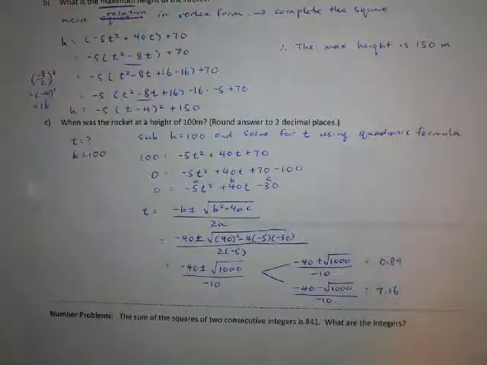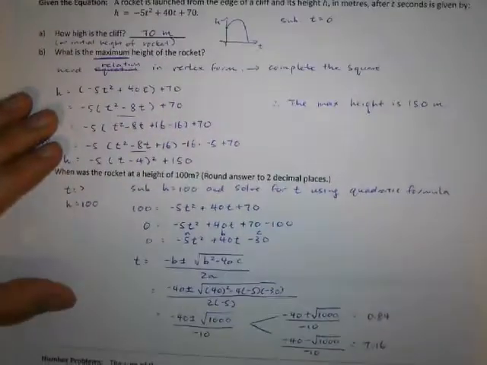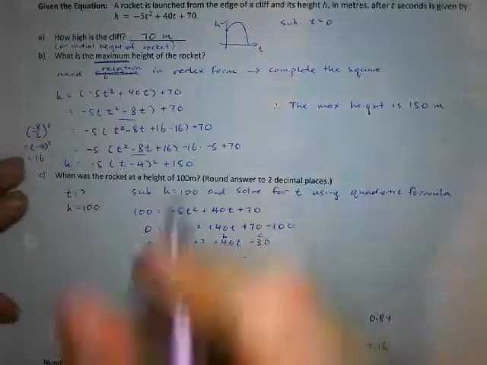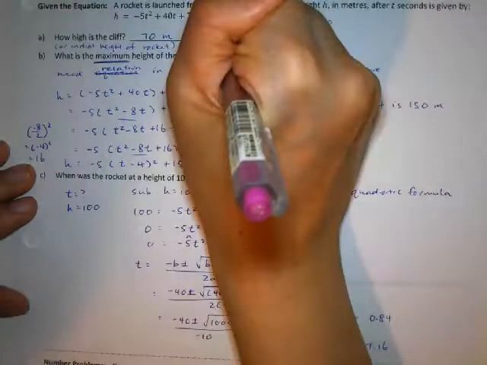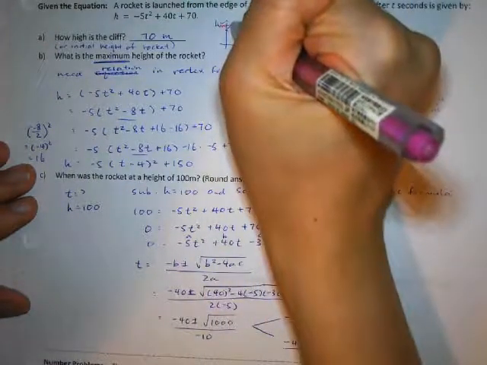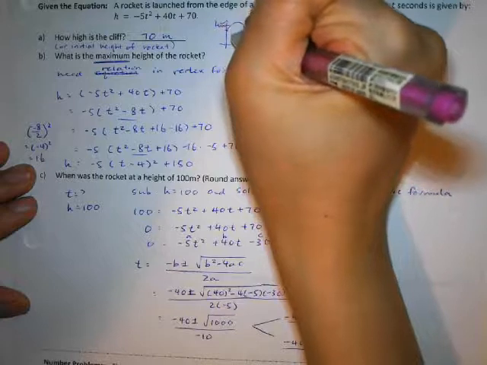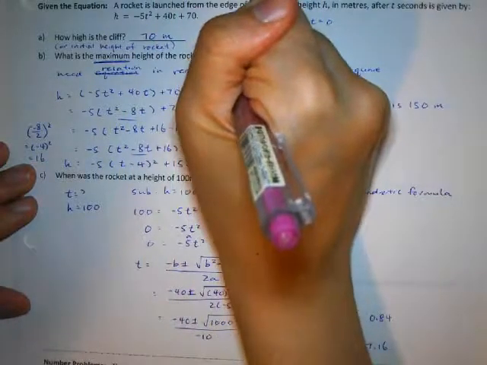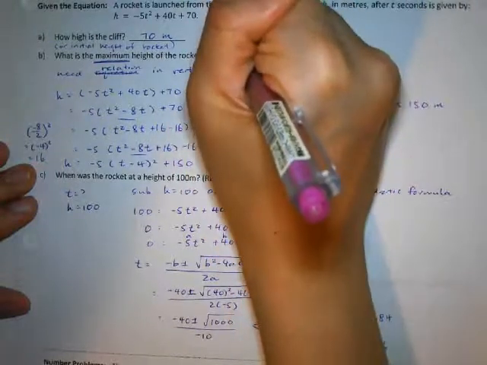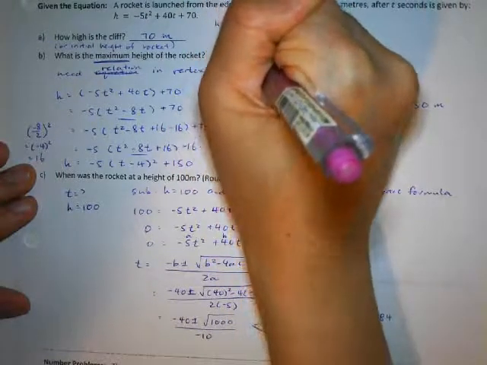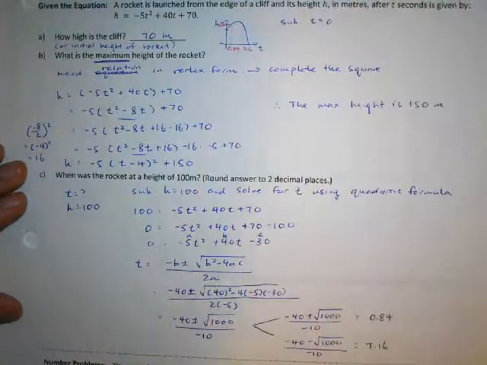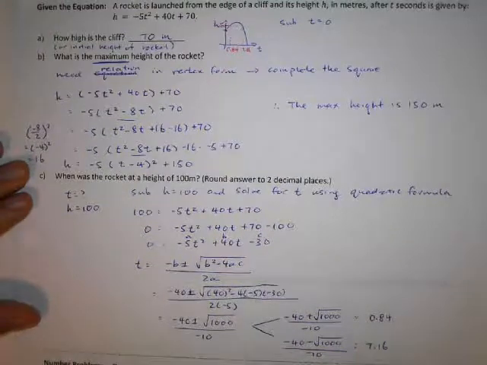If we look back at the sketch of the graph that I did for part A, the question asks us when was the rocket ahead of 100. So let's say 100 is somewhere up here. That means the rocket reached 100 meters when it's going up. That was at 0.84 seconds. And then again, it reaches 100 meters when it's going down, and that's at 7.16 seconds. And that's why you get two possible answers.